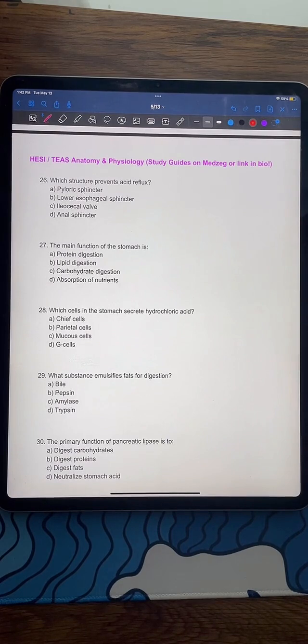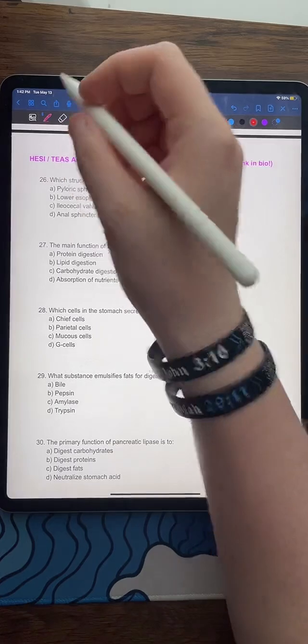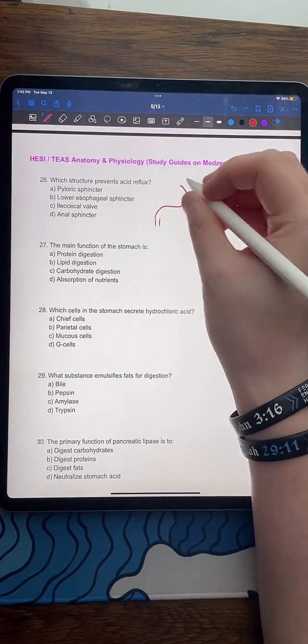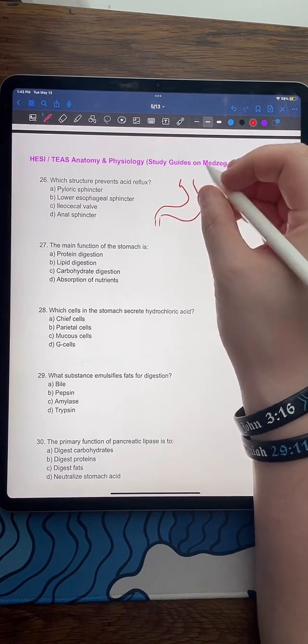Moving on to 26. What structure prevents acid reflux? If we have our, draw our stomach here.